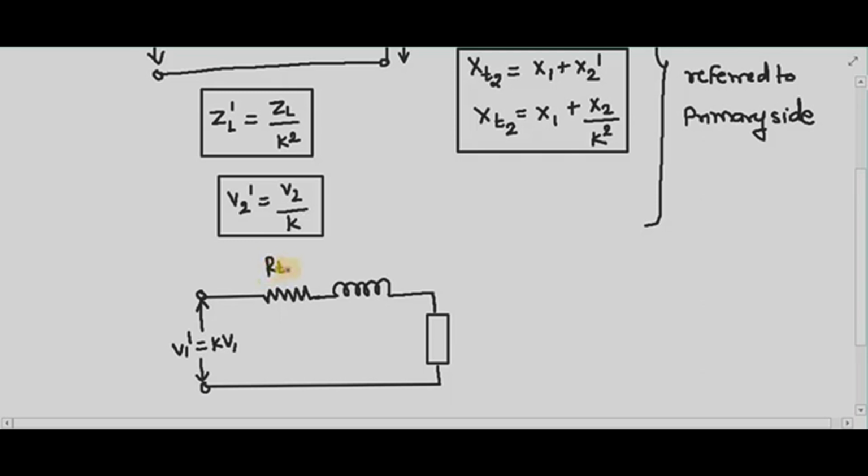This is your RT2, the total effective resistance of the transformer referred to the secondary side. And my XT2 is nothing but the total effective reactance referred to the secondary side. So RT2 and XT2 are the total effective resistance and reactance of the transformer referred to the secondary side respectively. And my load ZL will be as it is, because I am not going to transfer that ZL to the primary side now. And my V2 is as it is.